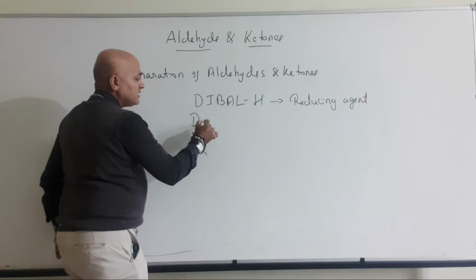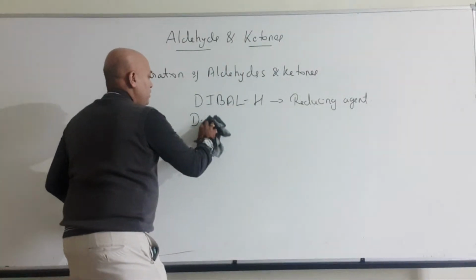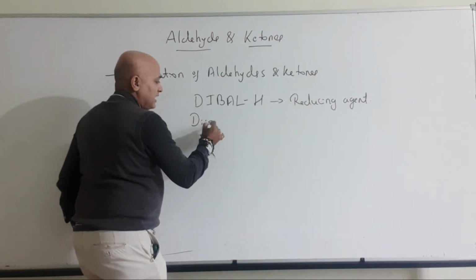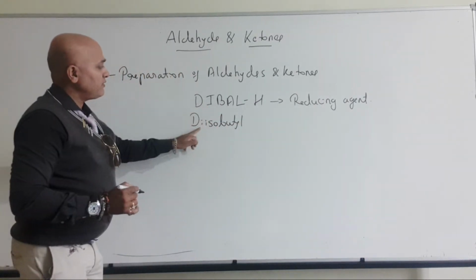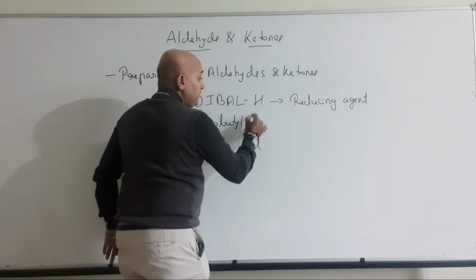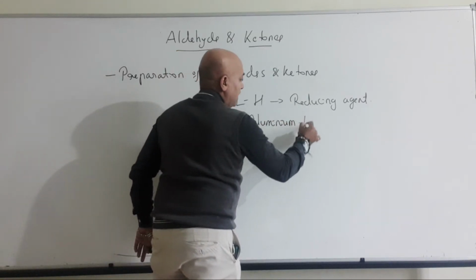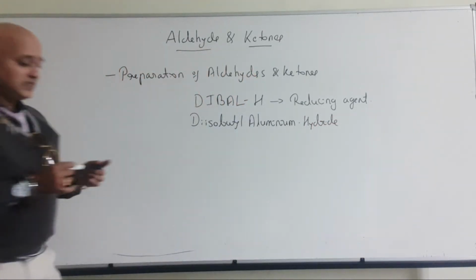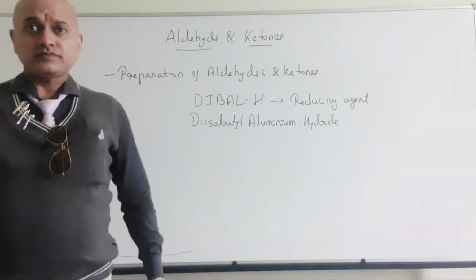DIBAL is nothing but diisobutyl aluminium hydride. Diisobutyl, that's what Di is. So the full form we got: diisobutyl aluminium hydride. That's where we have the full form for DIBAL-H.